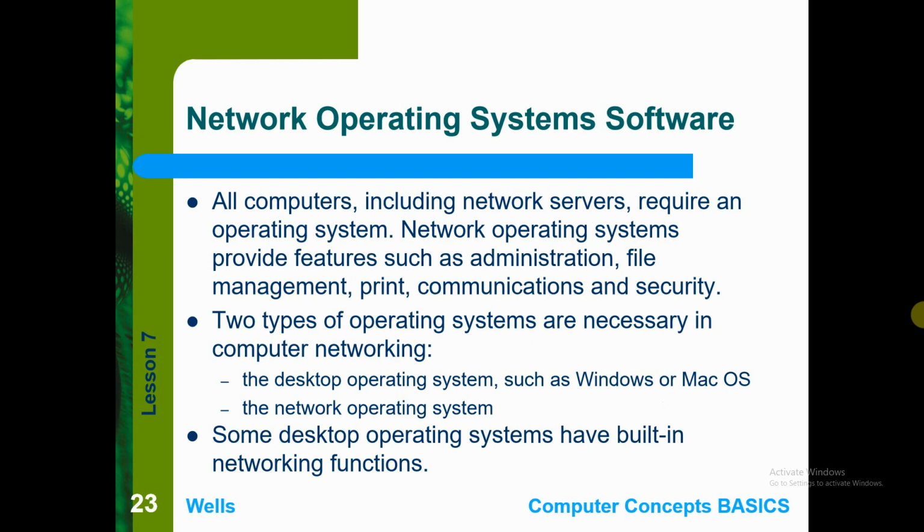So all networks, including network servers, need an operating system. Going back to the definition of an OS, hardware cannot function without the operating system that controls the operation from the application software up to our hardware. The network operating systems provide features such as file administration, file management, printing of course, and communication and security within the network. The two types of OS used for computer work are the desktop OS, like Windows or Mac, and a specific network operating system.